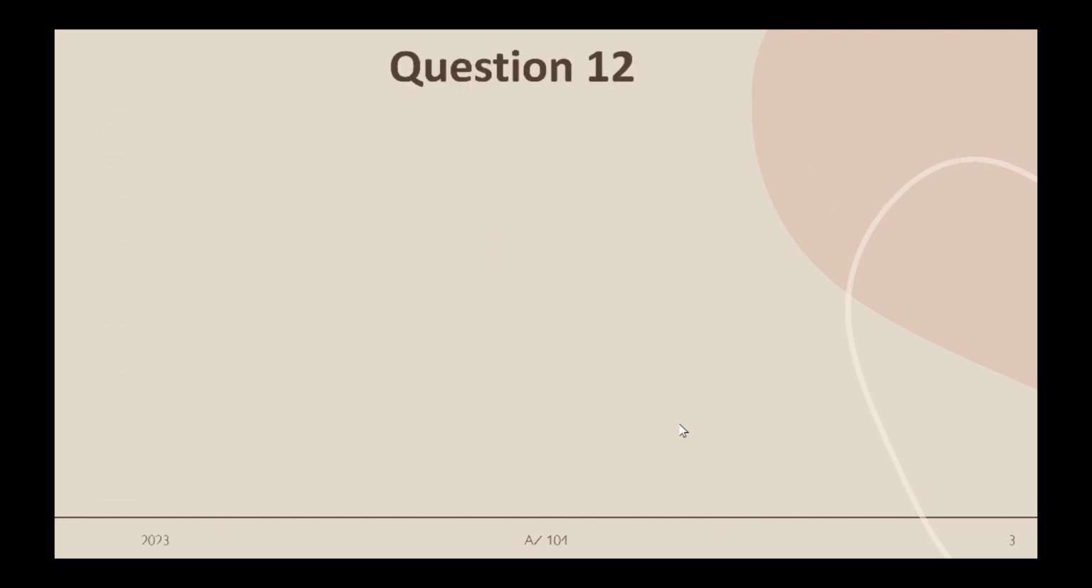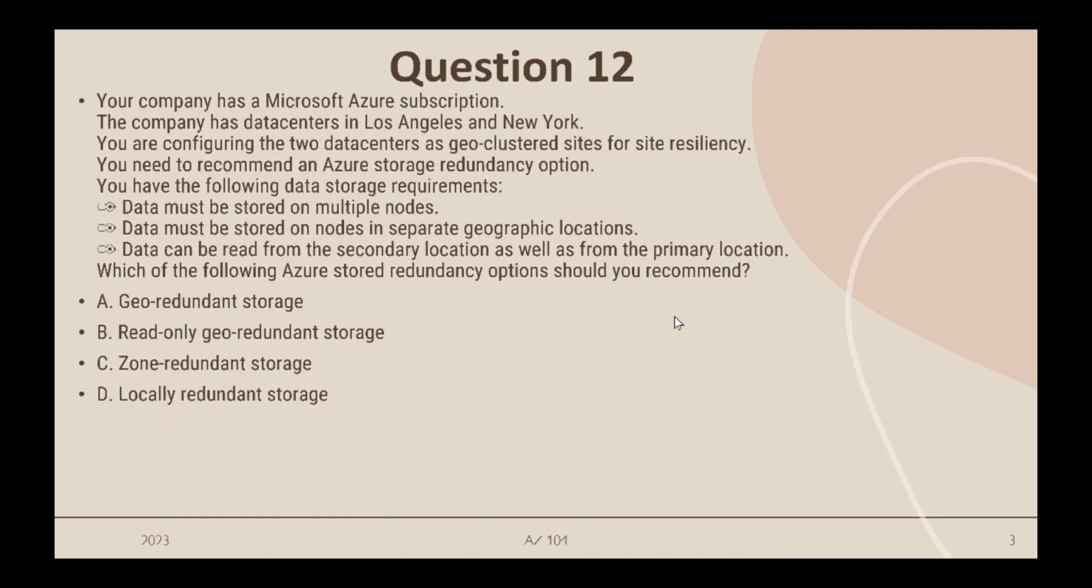Now let's look into the next question, question number 12. Question number 12 says your company has a Microsoft Azure subscription. The company has data centers in Los Angeles and New York. You are configuring the two data centers as geo cluster sites for site resiliency. You need to recommend an Azure storage redundancy option. You have the following data storage requirements, and you have to recommend an option which should satisfy all these storage requirements.